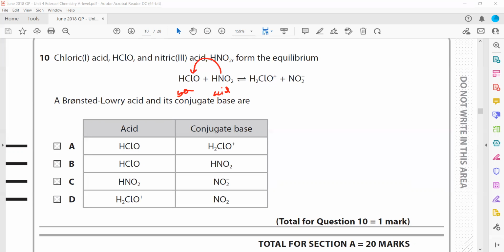And when we check the reverse reaction, H2ClO+ becomes HClO. So it donates a proton, so it is acting like an acid, and this is acting like a base. So what is the conjugate acid-base pair? This is the acid, so its pair is NO2-, and H2ClO+, its pair is HClO. So the conjugate acid is HNO2 and its base is NO2 minus. So C is the right answer.